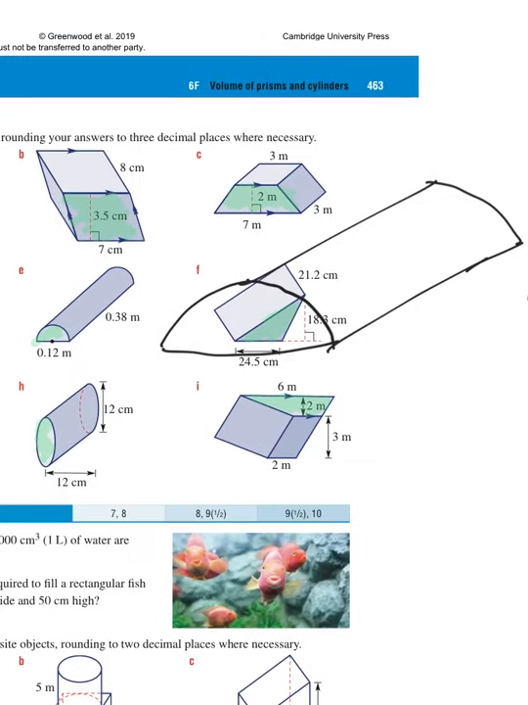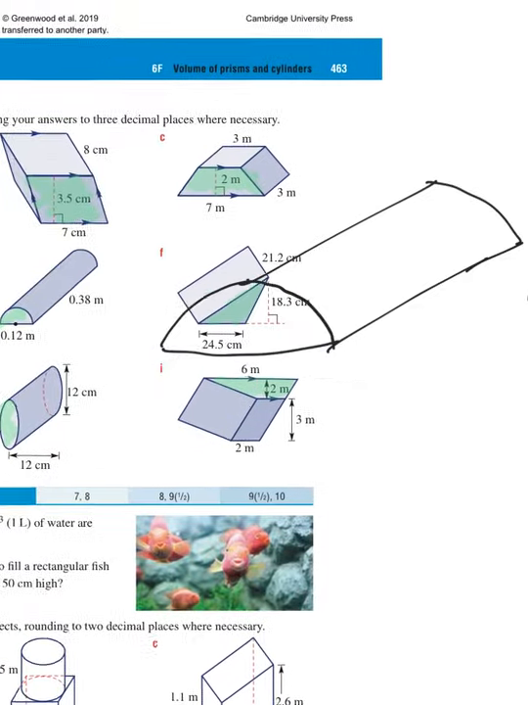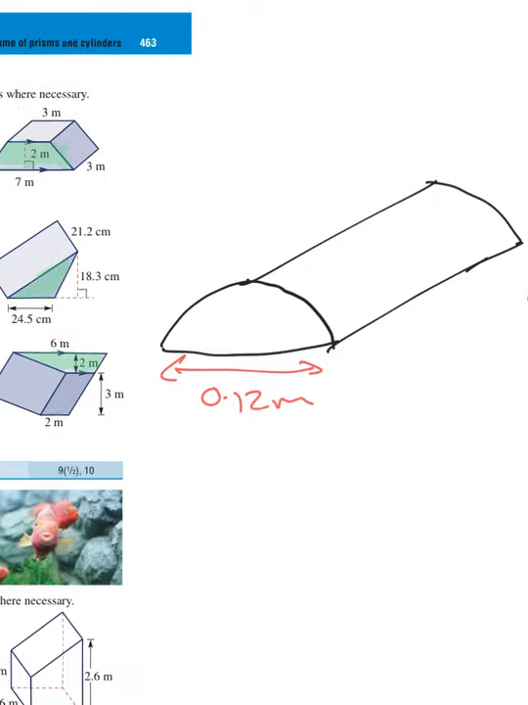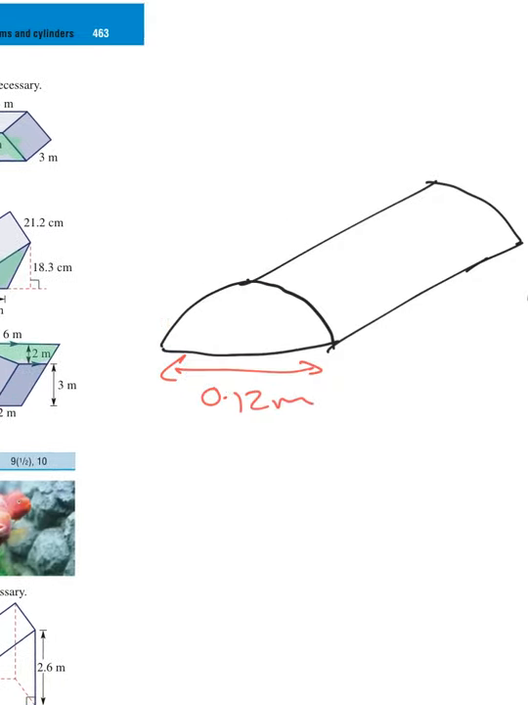All right, let's go back to the cylinder. The diameter of the cylinder was 0.12 meters, so this distance on the bottom was 0.12 meters. The only other bit of information we'll need is the height of the cylinder, which along here is 0.38 meters. So we're going to find the area of the face of this cylinder, and then multiply it by the height.